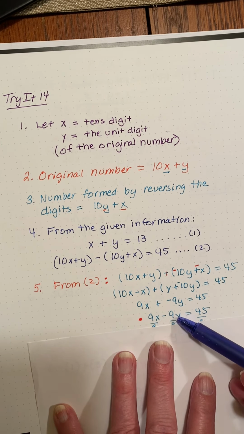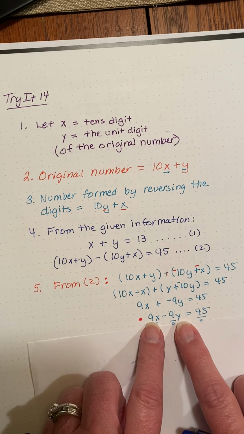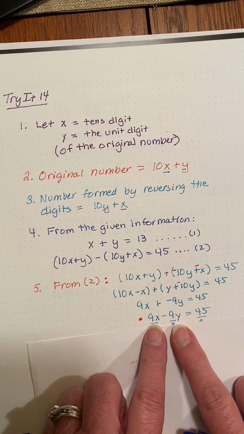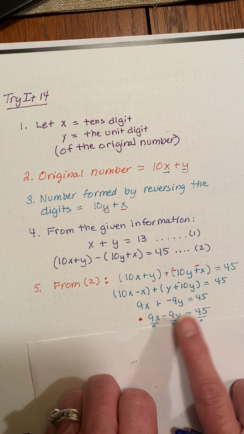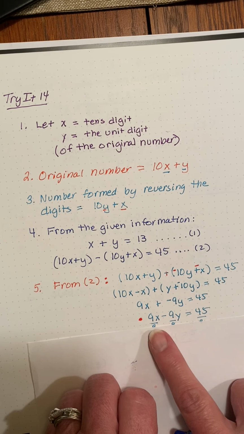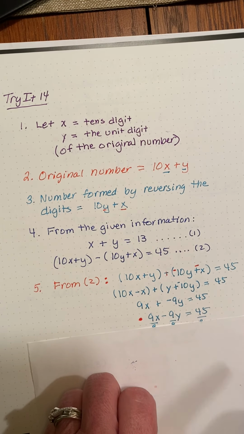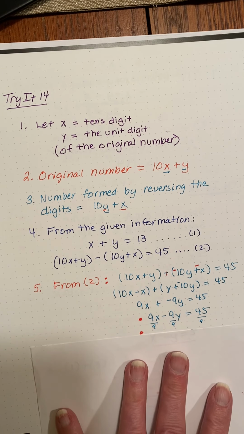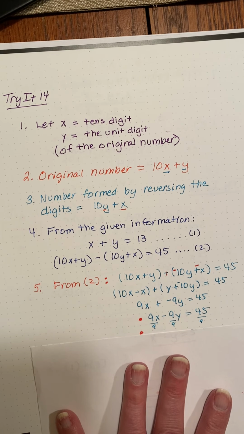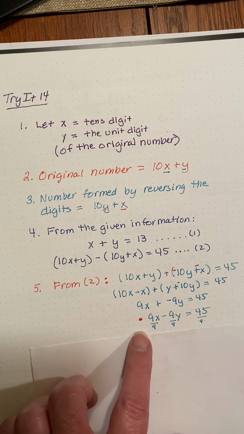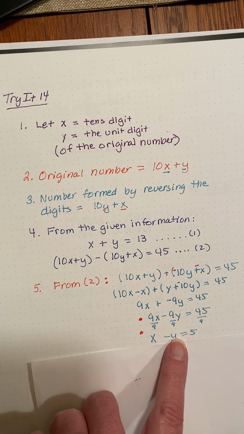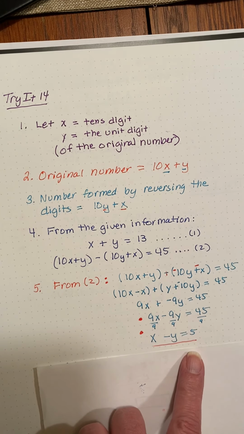I cannot subtract this because of the x and the y. I can't just make that 0. I have to actually now reduce these, get rid of the 9's and the 45. They're all divisible by 9. So I divide through by 9 to simplify it further. And I'm left with x minus y equals 5.